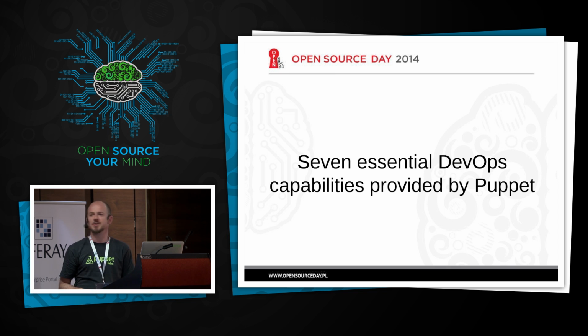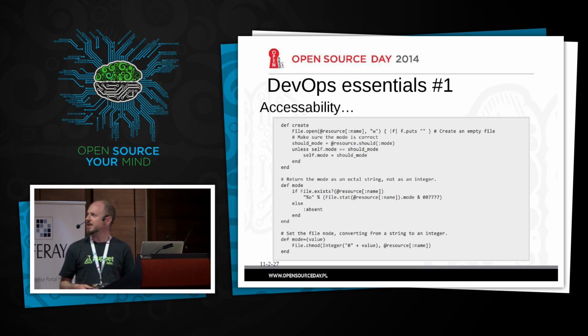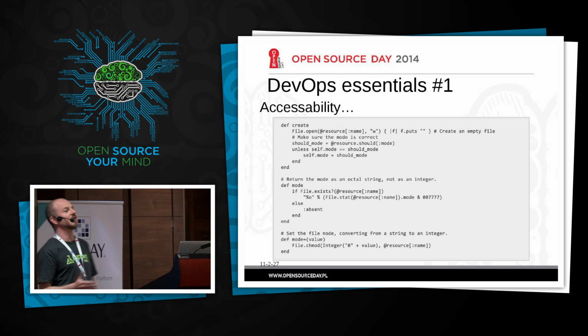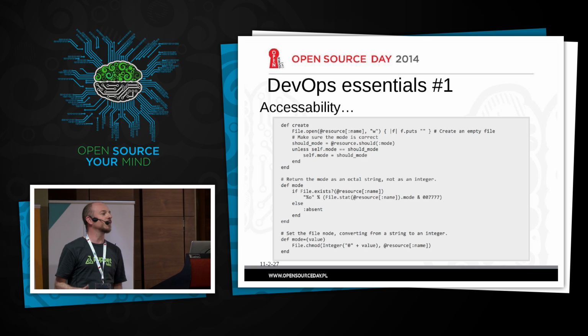So the way I wanted to put this across today is to really talk about 7 different DevOps capabilities that I think are essential that Puppet provides when you use it in this kind of way. Now the first one here is accessibility. One of the most important things with DevOps initiatives is that people can use common tools across the entire enterprise, right the way from development through QA into operations.